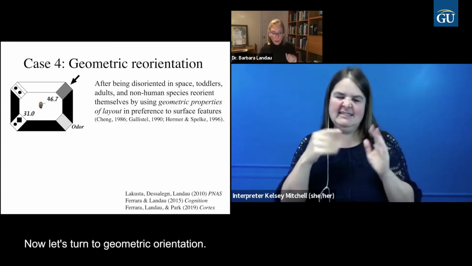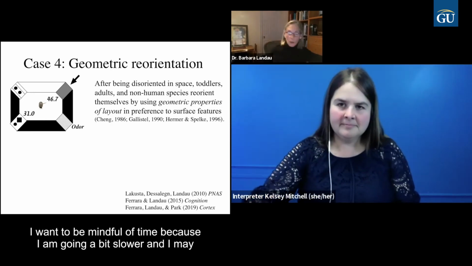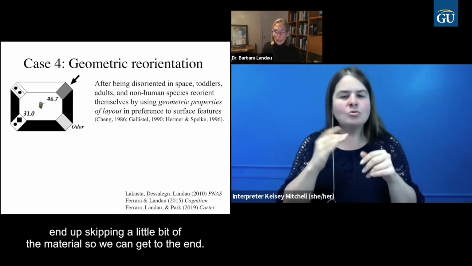Now let's turn to geometric orientation. I want to be mindful of time because I am going a bit slower and I may end up skipping a little bit of the material so we can get to the end.